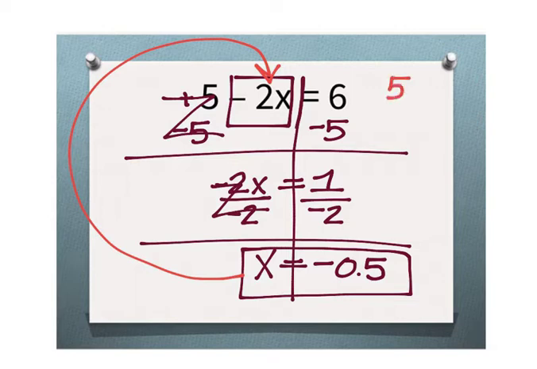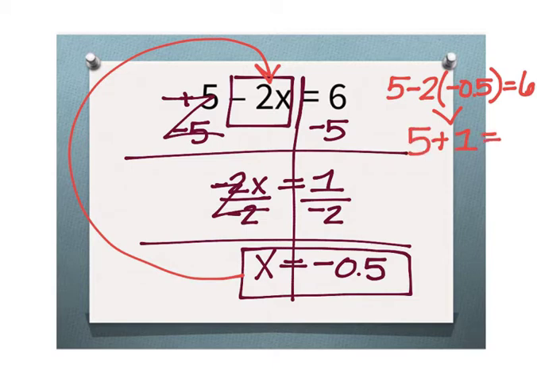We had 5 minus 2. Instead of x, I'm going to put negative 0.5 in parentheses equals 6. And let's use regular PEMDAS to solve this. Remember, PEMDAS, I have to do this multiplication first. So negative 2 times negative 0.5, which gives me positive 1. A negative times a negative is positive. Still have a 5 equals 6. I'm going to add these together. 5 plus 1 is 6. And that equals 6. It is true. That means that this answer is correct.